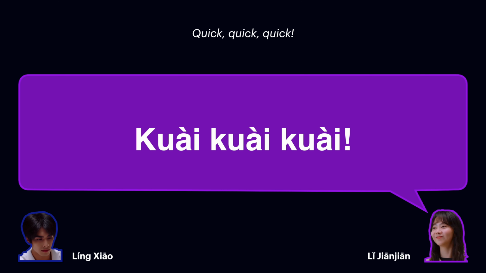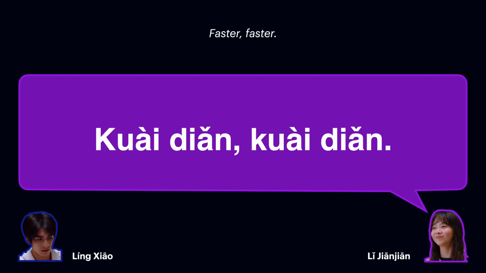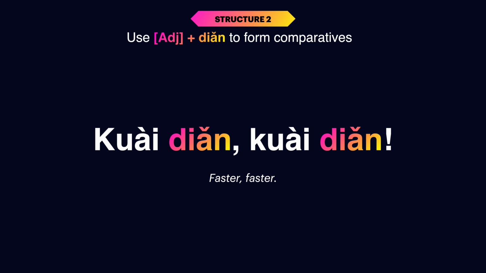But Li Jianjian's getting impatient and says, 快快快, quick, quick, quick. She then rephrases it, saying, 快一点快一点, hurry up, hurry up. This brings us to a second structure. That is, we can use an adjective like 快 along with 点 to form comparatives. For example, 快 is fast, and 快点 means faster.